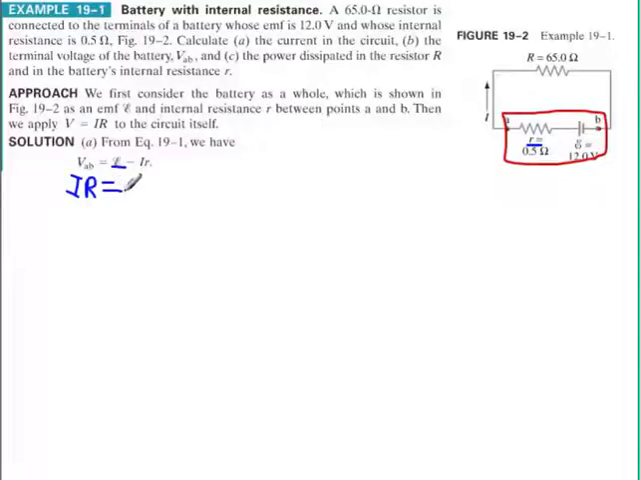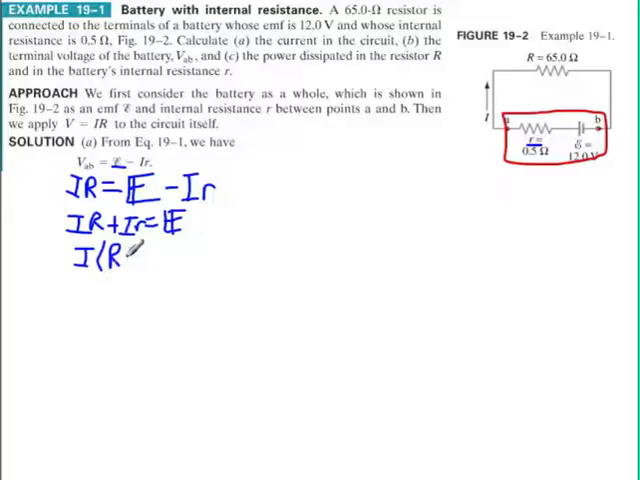Anyway, so that's going to be equal to this script E symbol. I'm going to write it like this because I'm just terrible at writing script E's. And minus Ir. So remember they wanted us to solve for current, so we should probably do that. So we should get I's on the same side, right? So plus, I'm going to add that one to the other side. Okay. And then I can factor out I.